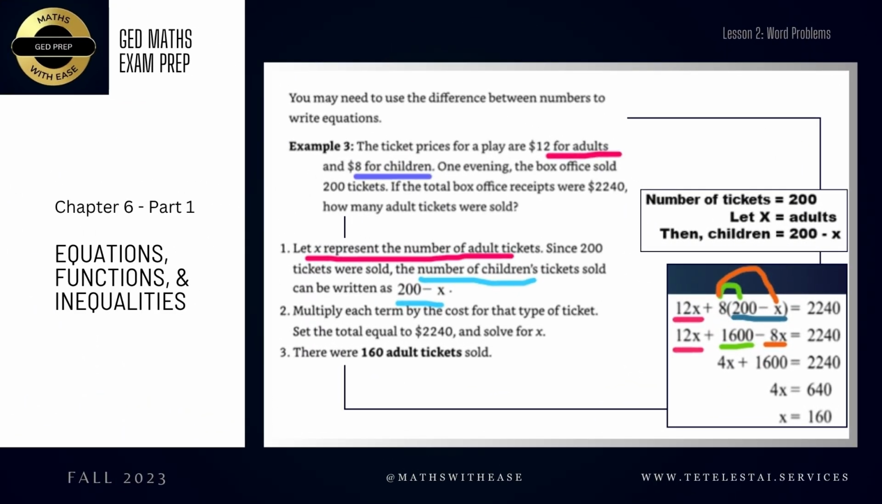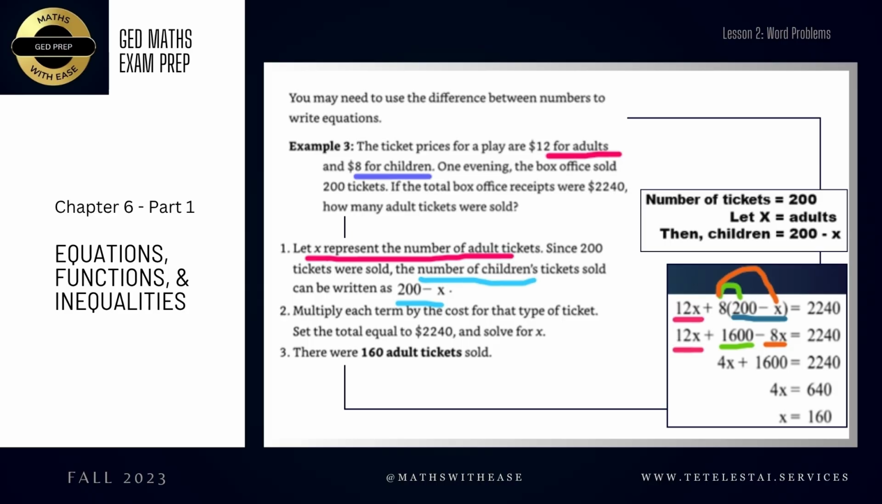You might need to use the difference between numbers to write equations. So in this example, we're told that the ticket prices for a play are $12 for adults and $8 for children. One evening, the box office sold 200 tickets. If the total box office receipts are $2,240, how many adult tickets were sold?